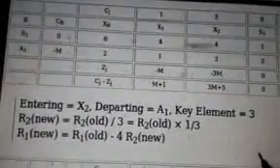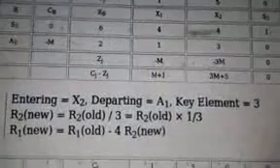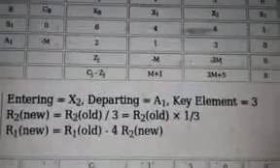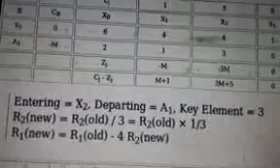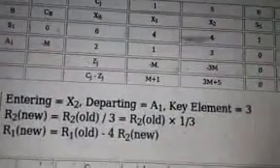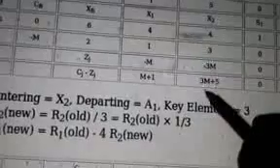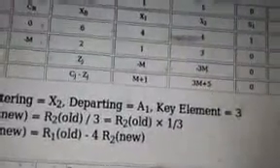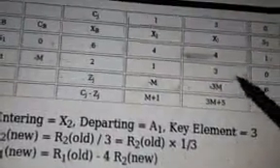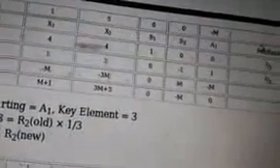Which is minimum? 2 by 3 is minimum. So A1 is leaving the matrix. That's why row 2 changes. This is entering into the matrix. This is the outgoing variable, that is leaving the matrix.